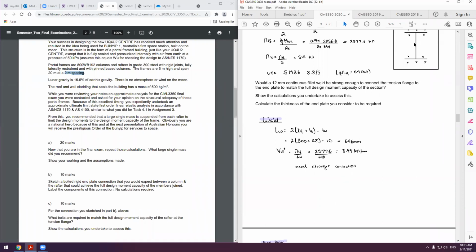In reality, you could weld some of your web as well, and that would add capacity. So that's just a formula you're given. Use it. It's easier than trying to work it out yourself in the middle of the exam.